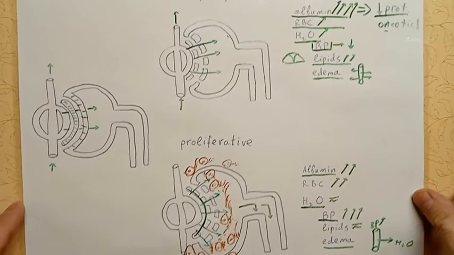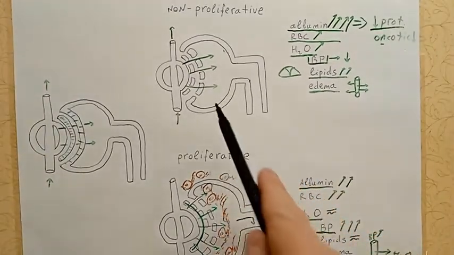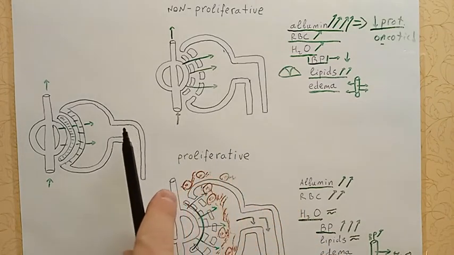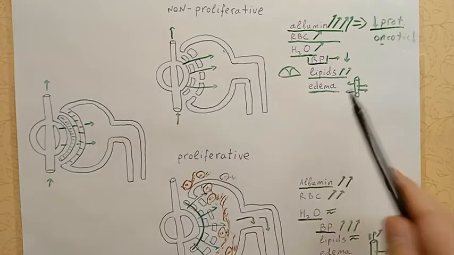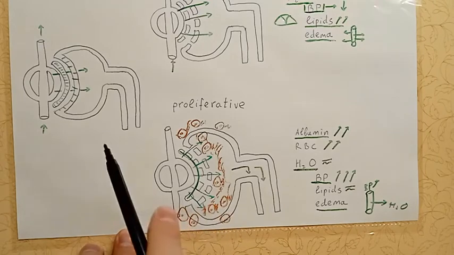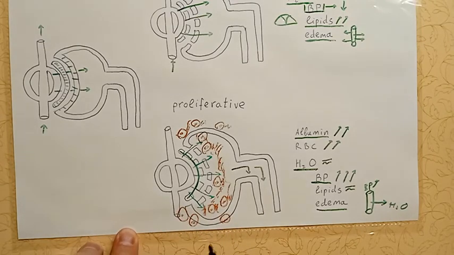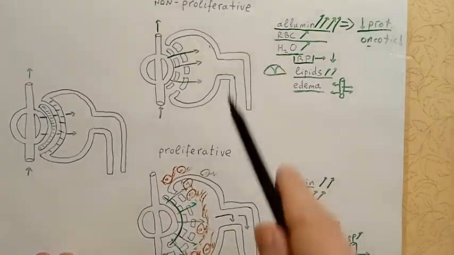That is the difference between non-proliferative and proliferative. Non-proliferative is much milder than proliferative. The proliferative version of glomerulonephritis leads to glomerulosclerosis more rapidly than this one. That is the difference.